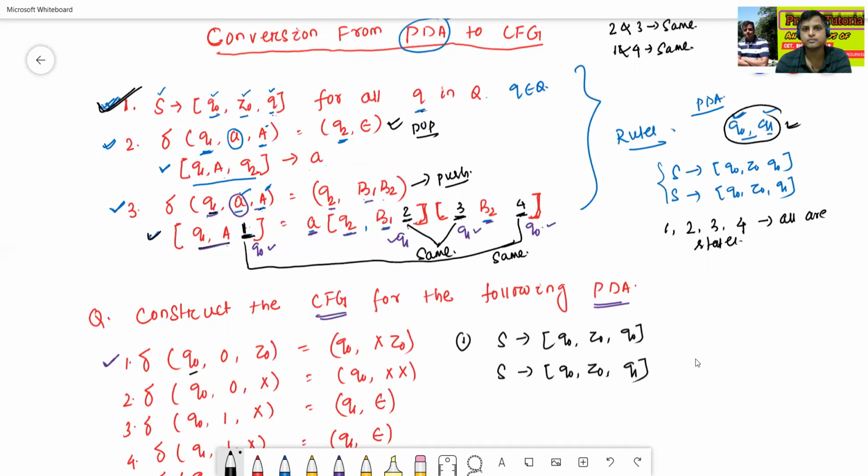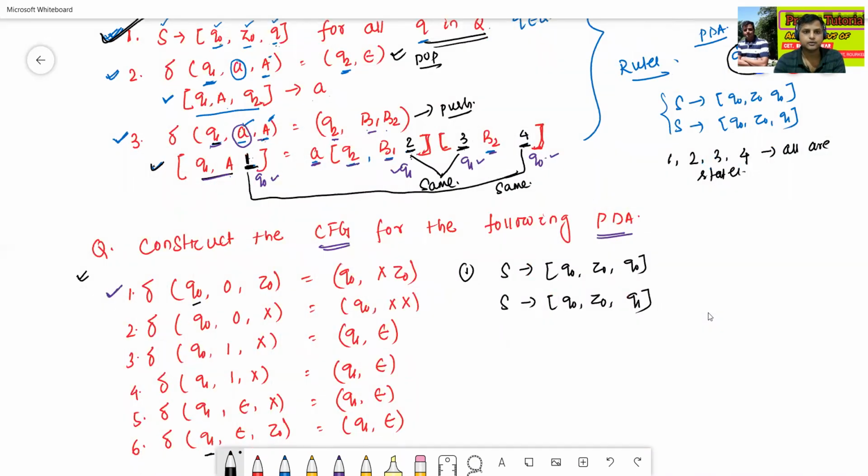Q belongs to capital Q, means how many number of states in the given pushdown automata. In this pushdown automata, generally there are two states. One is Q0, one is Q1. Okay. So that's why S2 Q0 Z0 Q0 and S2 Q0 Z0 Q1. Okay.